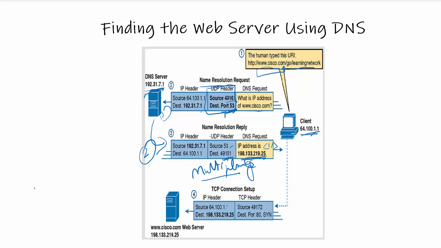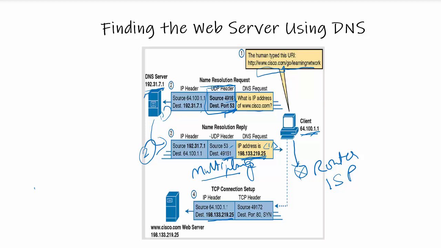Now the client has got the IP address of Cisco. Now the client will directly create a packet and send it to its default gateway. For example, if the client is sitting in a home or a home office, it will send a packet to its default gateway, that is the router given by the ISP. And this will have all the information about how to route the packet to this particular IP address 198.133.219.25. This is the packet that is created.